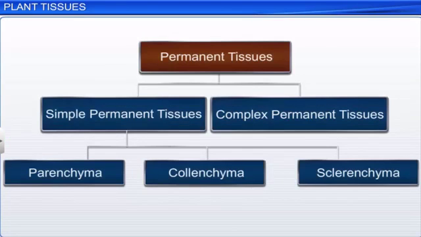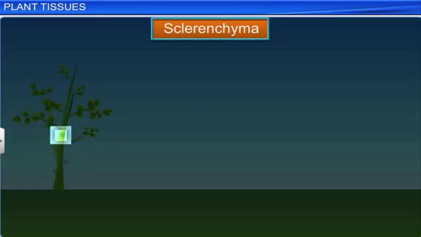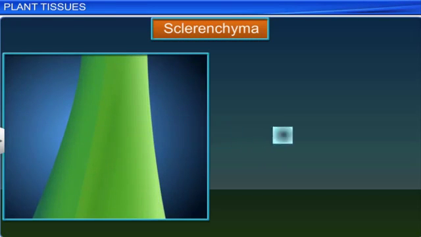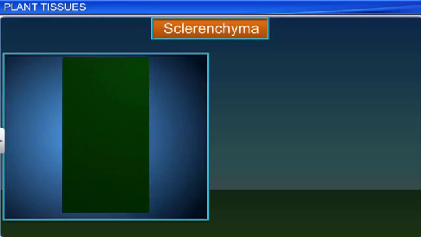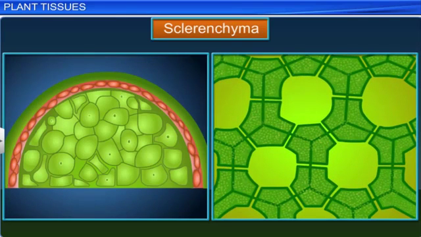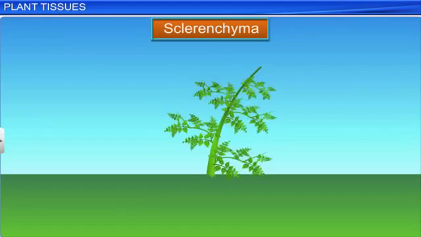Here is another type of simple permanent tissue, the sclerenchyma. These are long, narrow cells with no intercellular spaces. Sclerenchyma consists of dead cells with lignin deposited in their cell wall. They occur in the vascular tissues of stems, veins of leaves, and in the covering of seeds and nuts. These tissues provide strength to the plant.